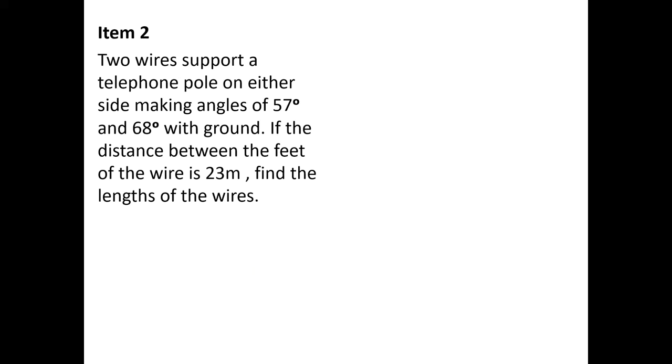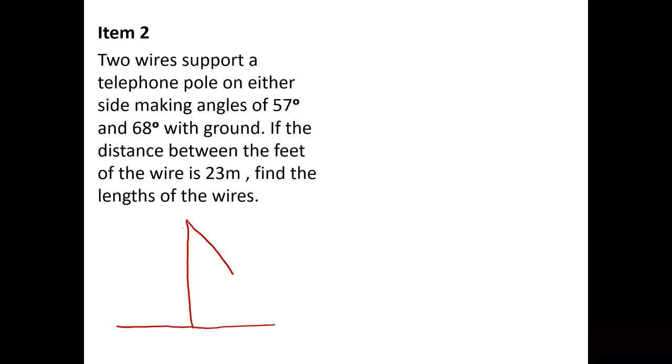Example 2 says that 2 wires support a telephone pole on either side, making angles of 57 degrees and 68 degrees with the ground. If the distance between the feet of the wires is 23 meters, find the length of the wires. Assume this is my telephone pole, and then this is the ground.